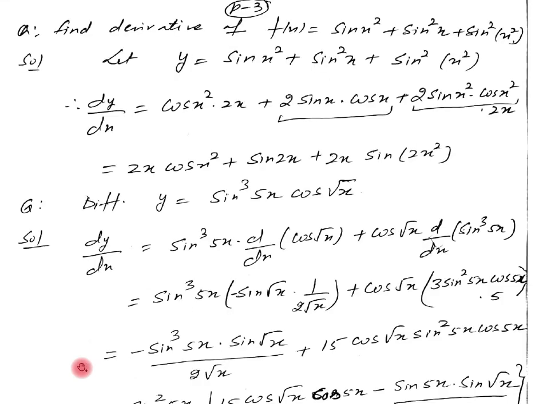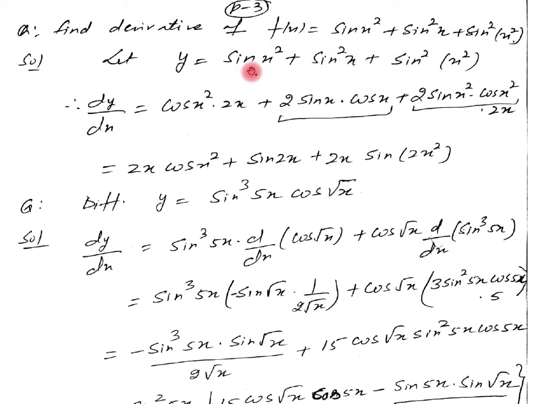Now let us see the next question. Now find the derivative of this function. This function is the sum of 3 functions. Then what will we do for its derivative? Derivative of the first plus derivative of the second plus derivative of the third. Now let y equal to this, then dy by dx. Let us see, I am doing it very directly.